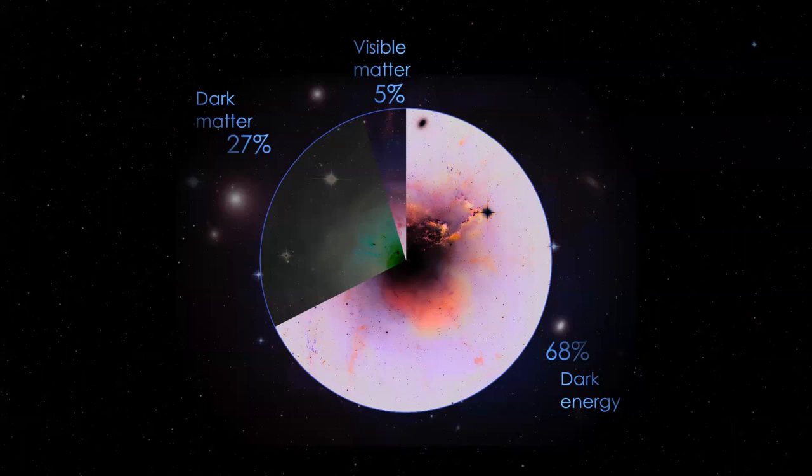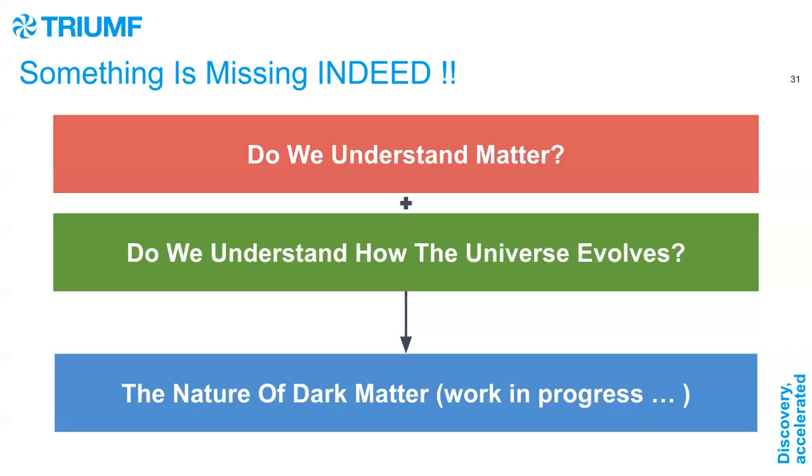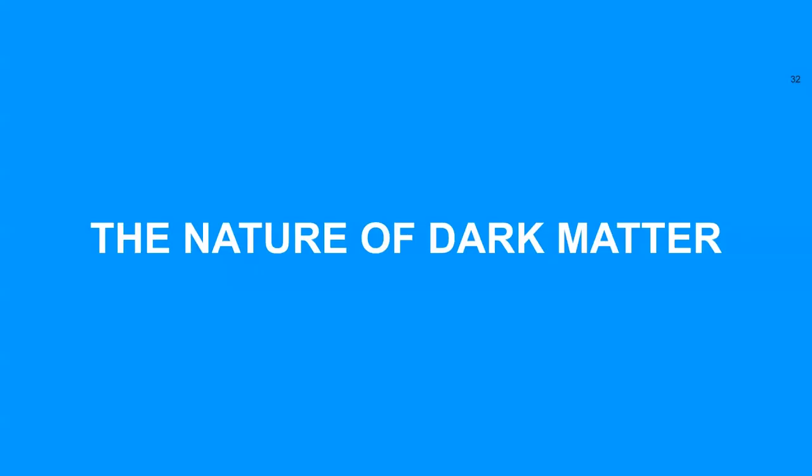When I saw this pie chart as an undergraduate, I was like, that's what I have to study. Maybe I shouldn't have seen this pie chart. So something is missing indeed. If we step back into the slide with the knowledge of physics that we have today, we simply cannot explain every aspect of it. Something is missing. And the nature of dark matter is probably one of the most fundamental puzzles when we stare back at the universe. So now, natural questions.